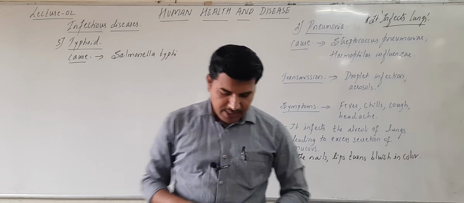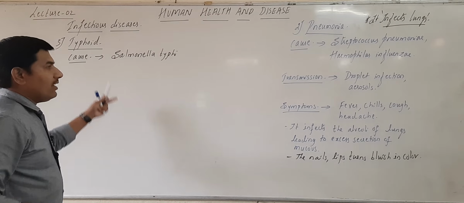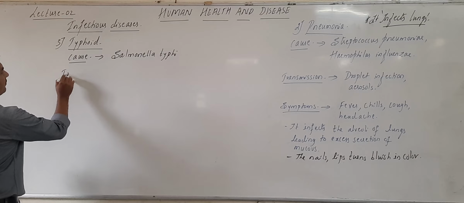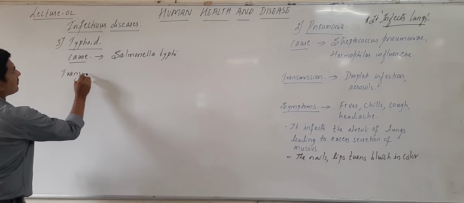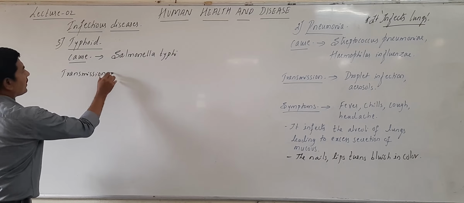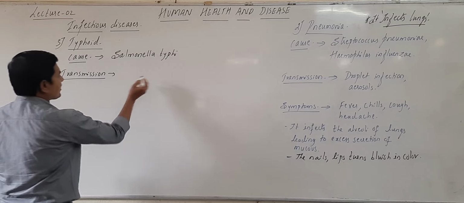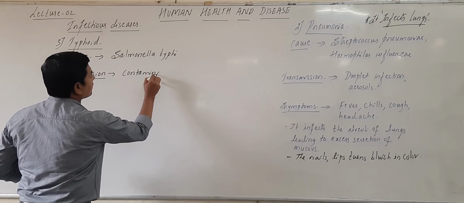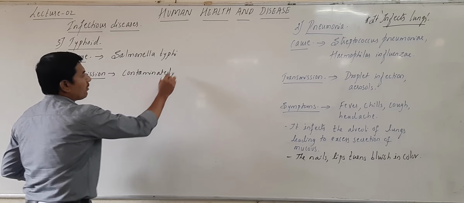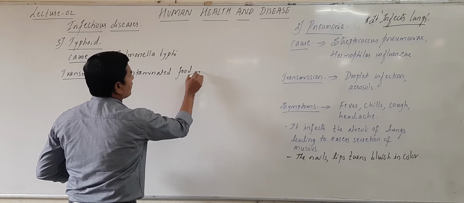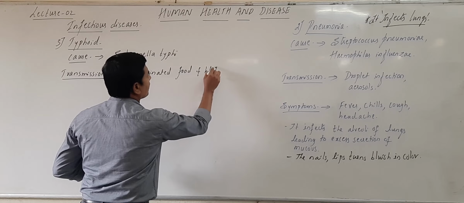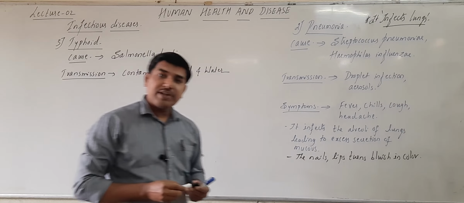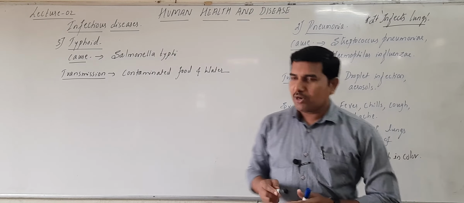Okay. Then in case of typhoid, let's go to transmission. Transmission is, it is transmitted through contaminated food and water. It is mainly transmitted through contaminated food and water.